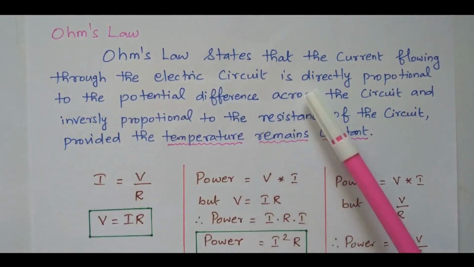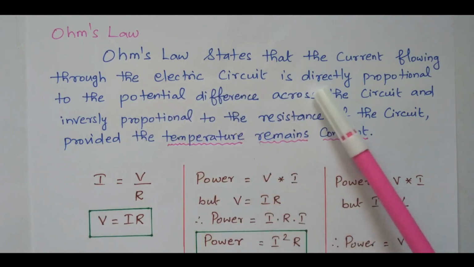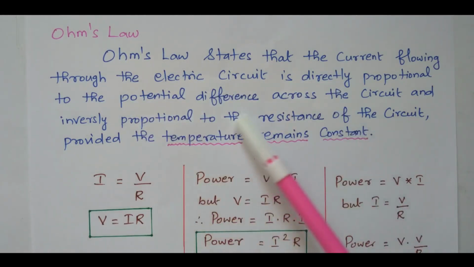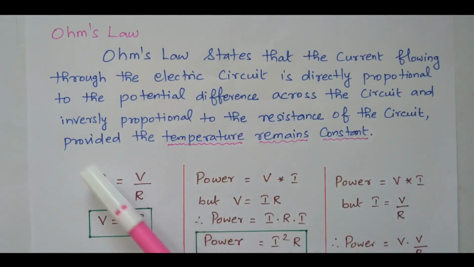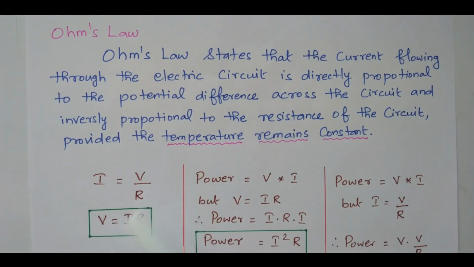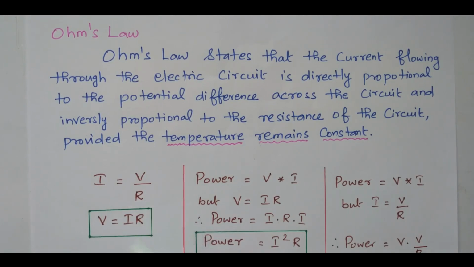Ohm's law states that the current flowing through an electric circuit is proportional to the potential difference across the circuit and inversely proportional to the resistance of the circuit, provided the temperature remains constant. So what is the statement given? The current flowing through the circuit is directly proportional to the potential difference across the circuit and inversely proportional to the resistance of the circuit. I is directly proportional to V by R. Directly proportional to potential, inversely proportional to resistance.